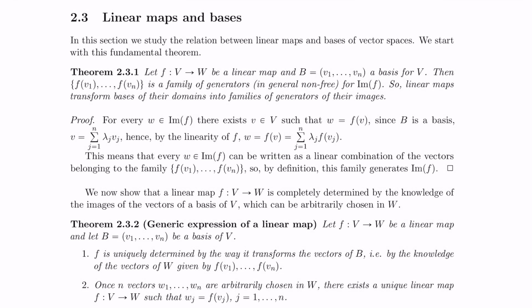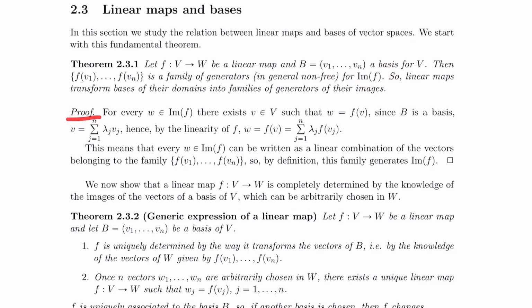In this section, we study the surprisingly rich relations that we have between linear maps and bases of vector spaces. Let's start with this fundamental theorem. Consider a linear map F between the vector spaces V and W and a basis B for V given by the vectors v1, ..., vn. Then the theorem says that the images of the basis vectors via F, that is F of v1, ..., F of vn, are a family of generators, in general non-free, for the vector subspace of W given by the image of F.